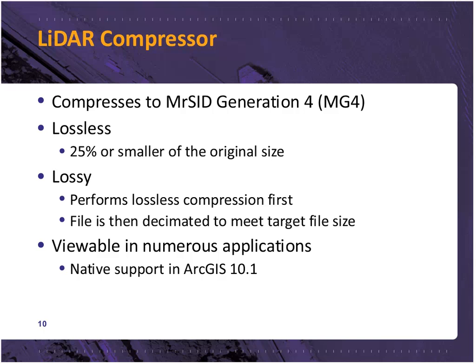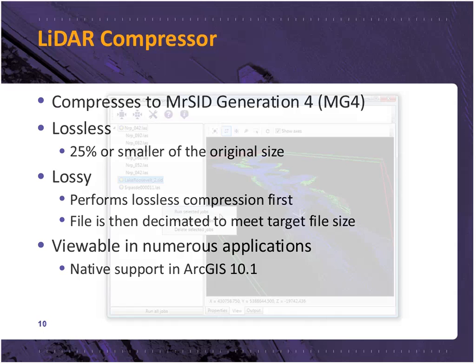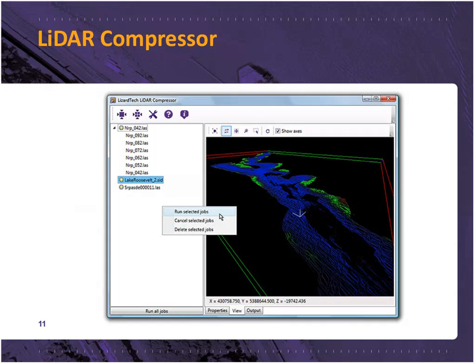And that's pretty much all there is to LIDAR Compressor. It basically just compresses LAS or text files down to an MG4 LIDAR file and then lets you use that inside of any application. So here's a little screenshot of LIDAR Compressor kind of viewing a point cloud there. You load the files in, you convert them to SID, and then, of course, you can begin to use those MG4 files out there.